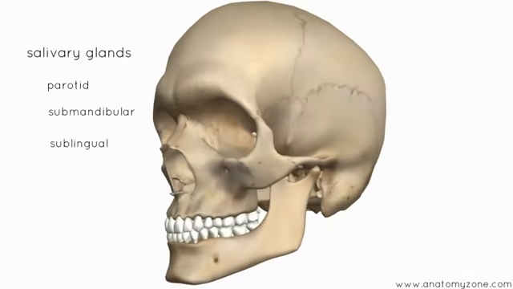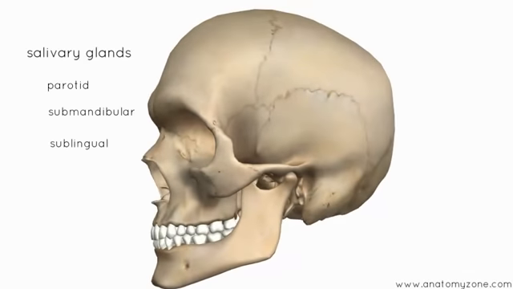If I rotate this skull model around, I'll show you the location of these glands. The parotid gland sits like this over here, and then you've got the submandibular gland, which lies underneath the mandible in this location, and the sublingual gland, which lies under the tongue in approximately this location. So you've got three main pairs of salivary glands to remember.